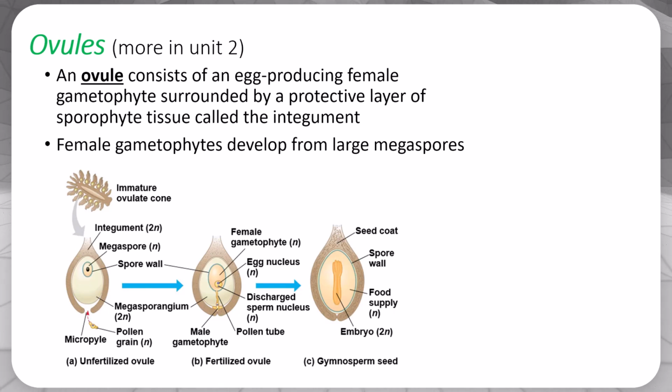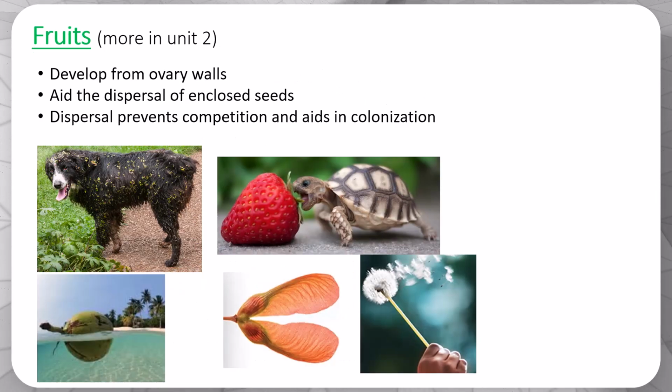So that ovule consists of an egg-producing female gametophyte, and then that's also surrounded by a protective layer of integument. And the female gametophyte develops from those larger megaspores. Again, we'll talk more about fruit in Unit 2, but fruit develops from the ovary walls of the flower, and fruit aids in the dispersal of seeds.